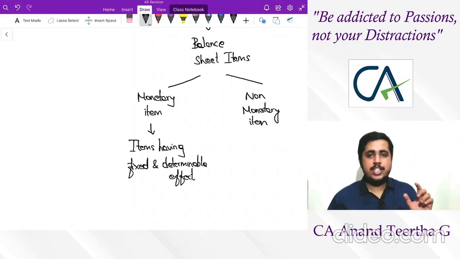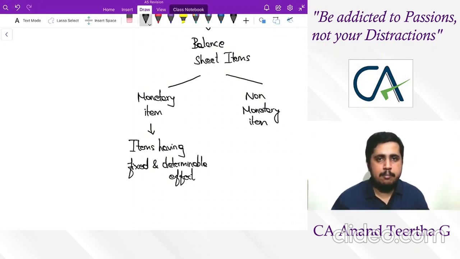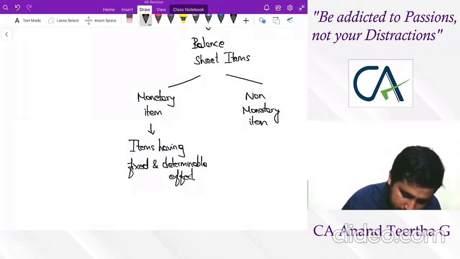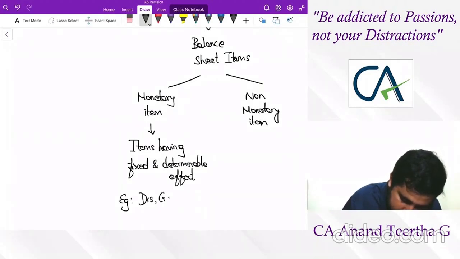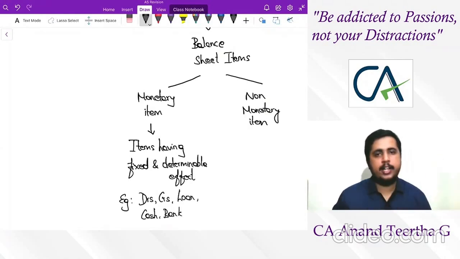The items which are fixed and determinable, you call that a monetary item. The value in that item will remain fixed. It is never going to fluctuate. Example, debtors. I will give you certain examples which are very famous: debtors, creditors, loan, then cash and bank. These are common monetary items, which means the underlying value of these items will never change.